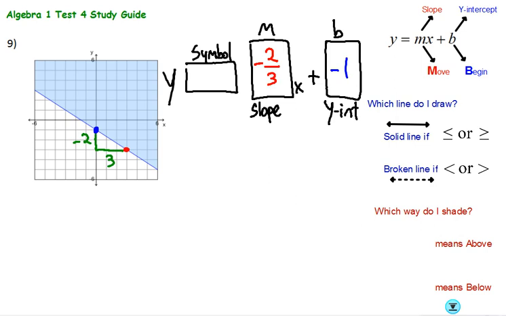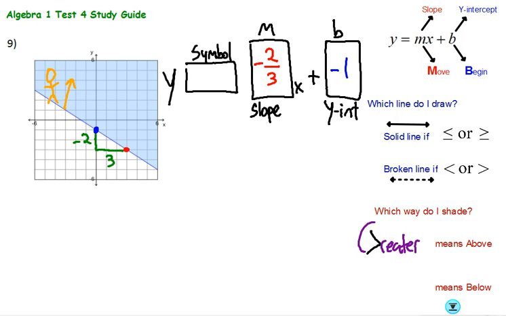And then let's figure out which way it's shaded. Well, let's put Mountain Man up here. And then I'm asking myself the question, is it shaded below his feet or is it shaded above his head? Well, if you look at it, it's shaded above. So we know above means greater than. If it looks like a G, that means greater than. So greater means above, so it's shaded above.